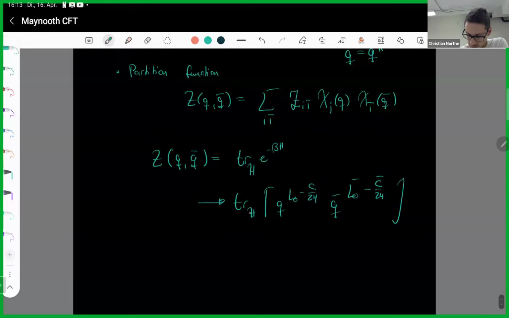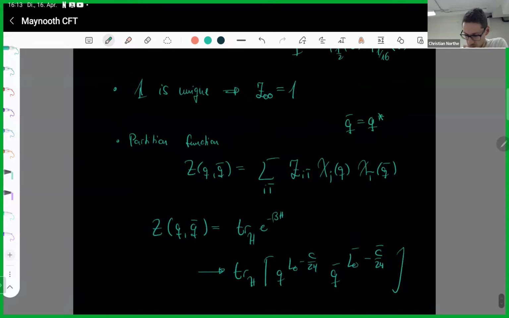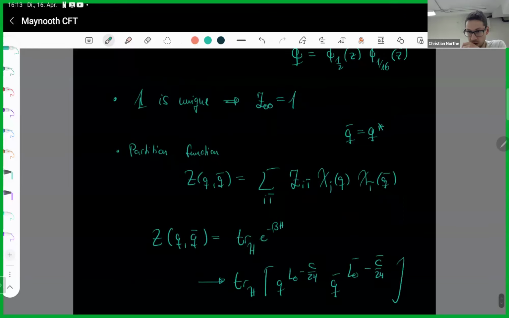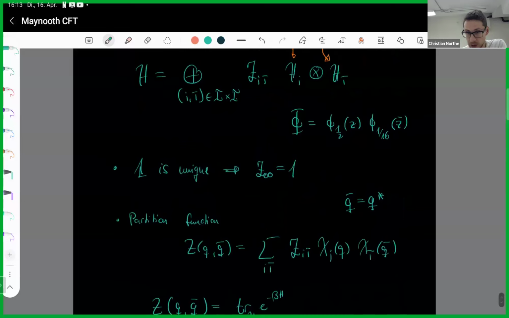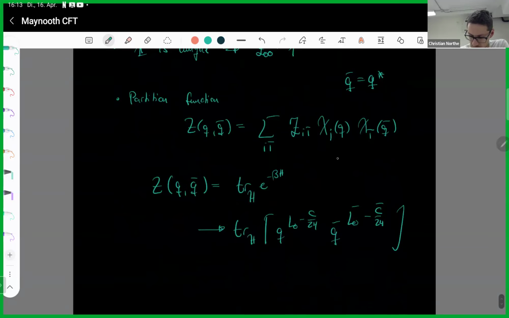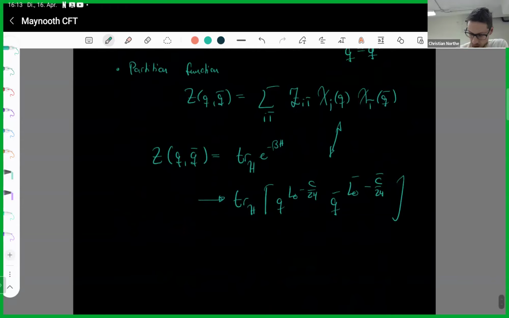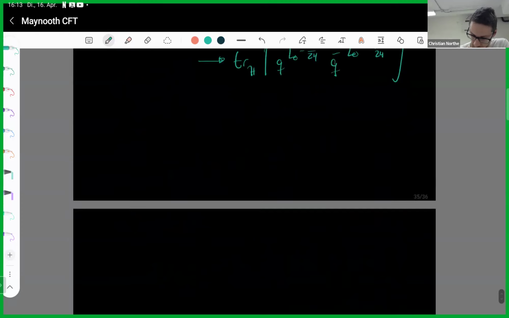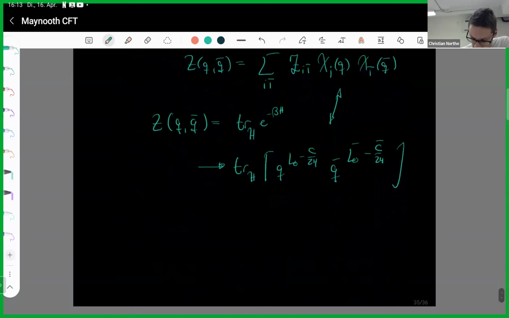And this is how you see that when you take the Hilbert space here and you use the decomposition that we had up here, and you just plug that in, then you see how this expression arises, because it just looks like the characters. Okay. The coefficients Zi are constrained by modular invariance.